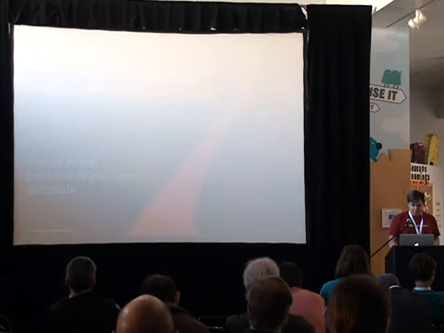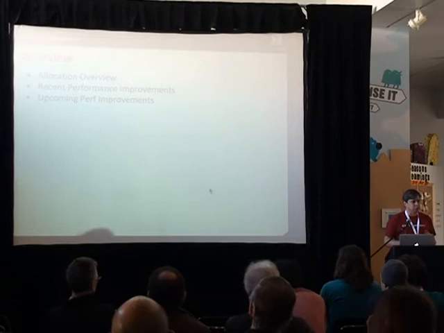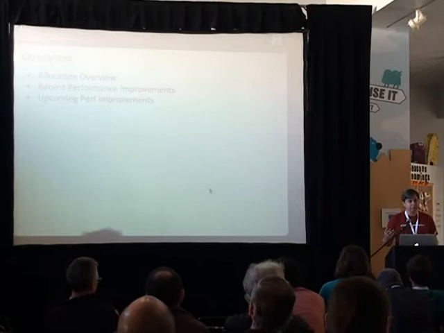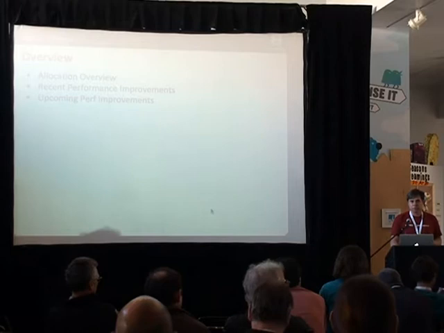So I'll start off first just talking a little bit about the allocation overview and what actually happens when you are looking to allocate a block. And then we'll talk a little bit about the recent performance improvements that are already in illumos and available, and then some of the things that we've been working on at Delphix and show some of the data that we've actually been able to gather.